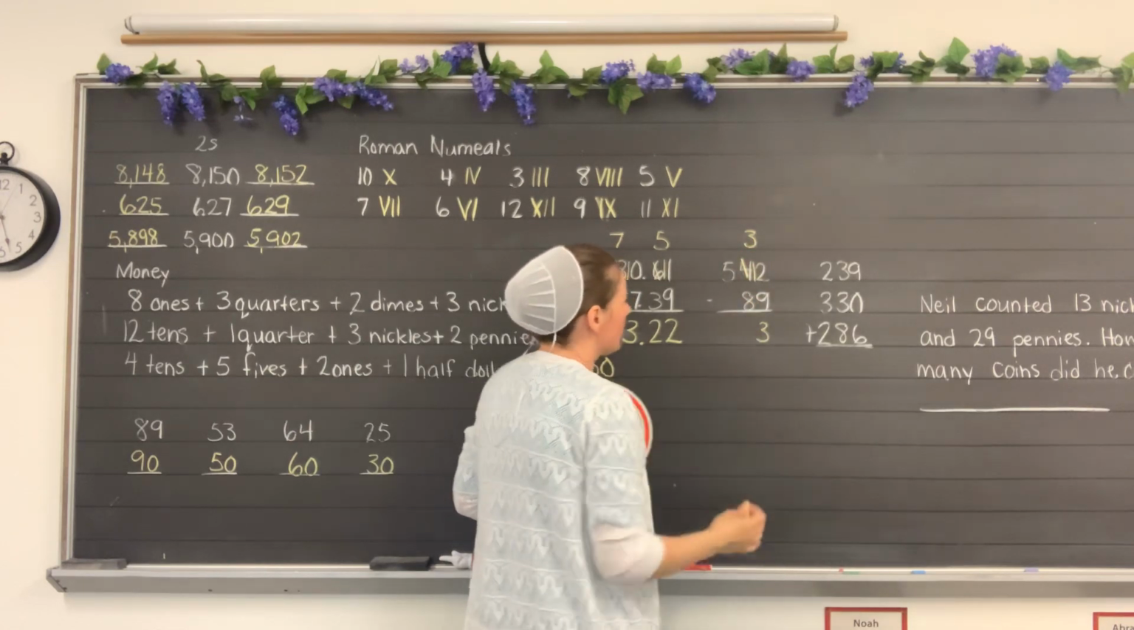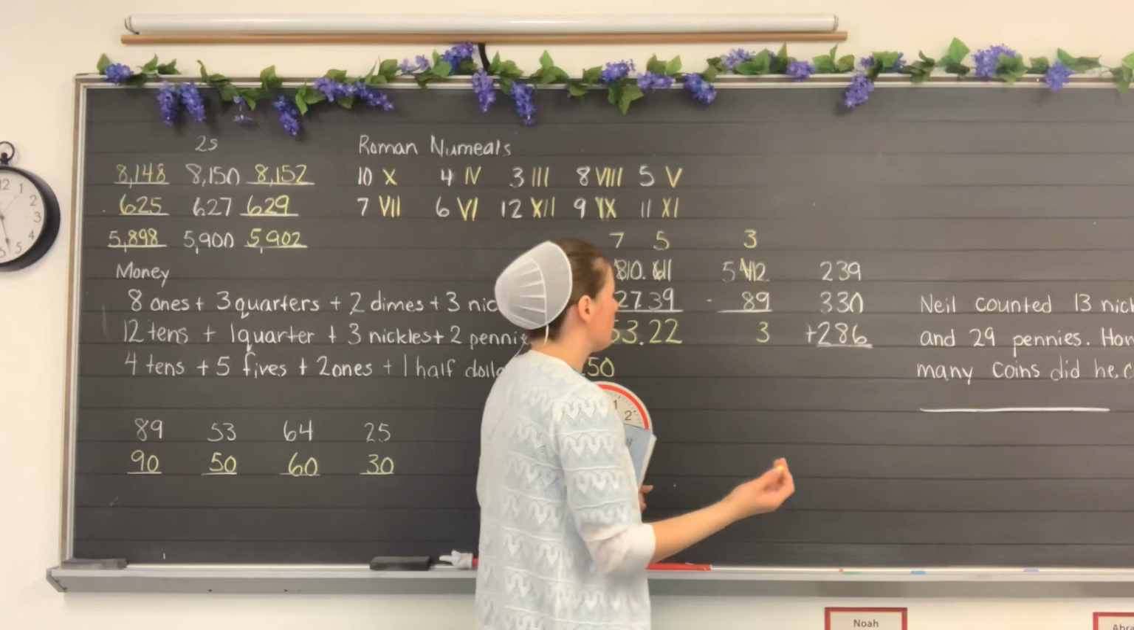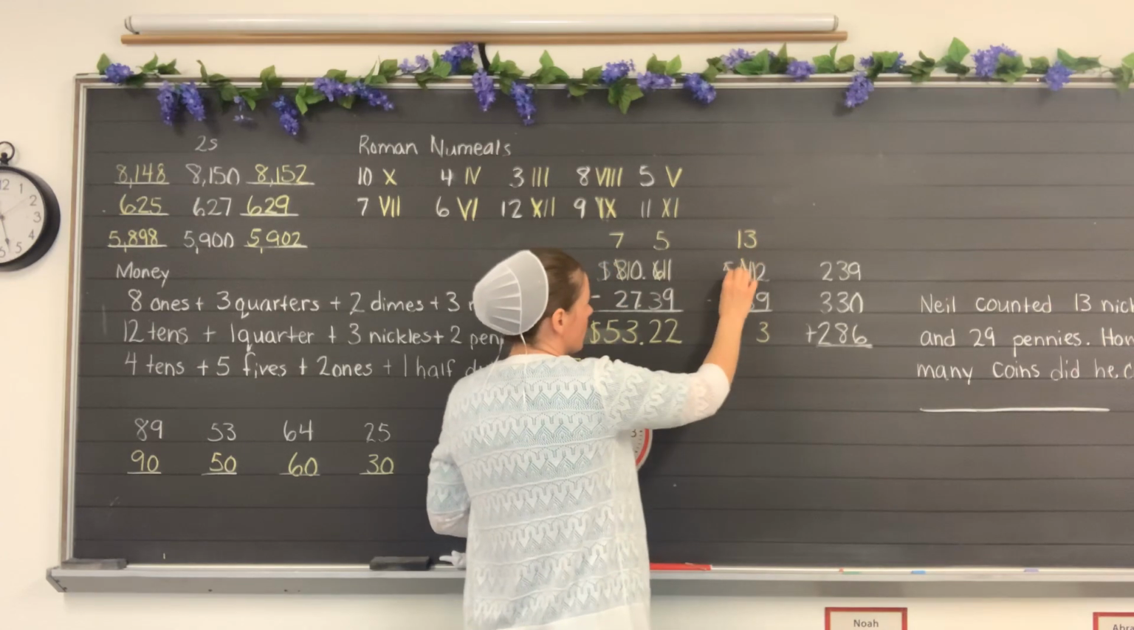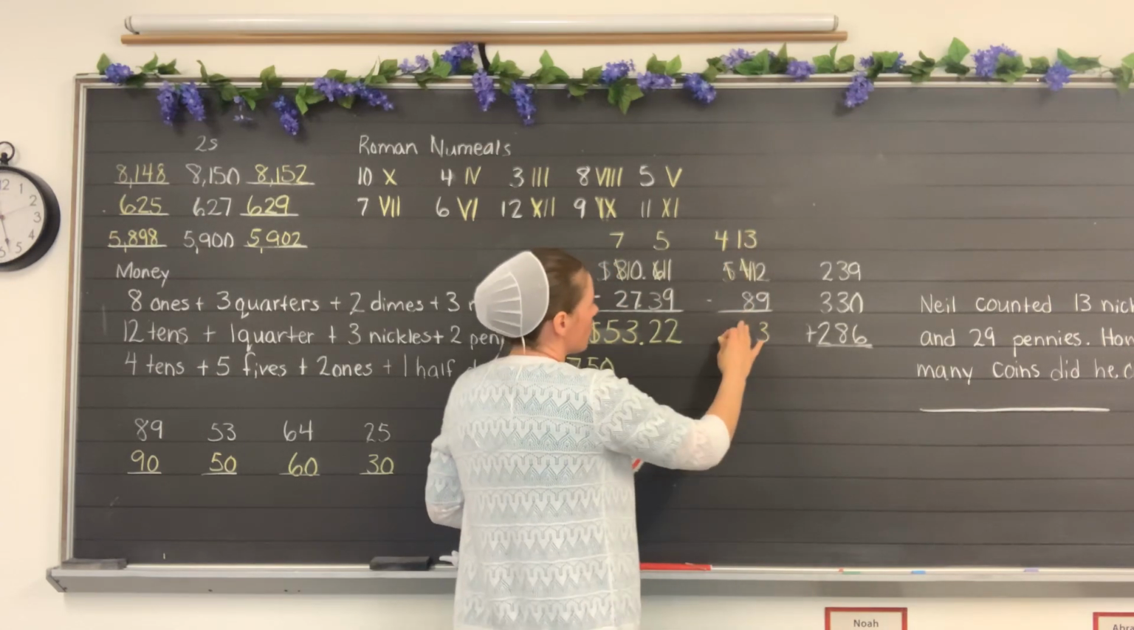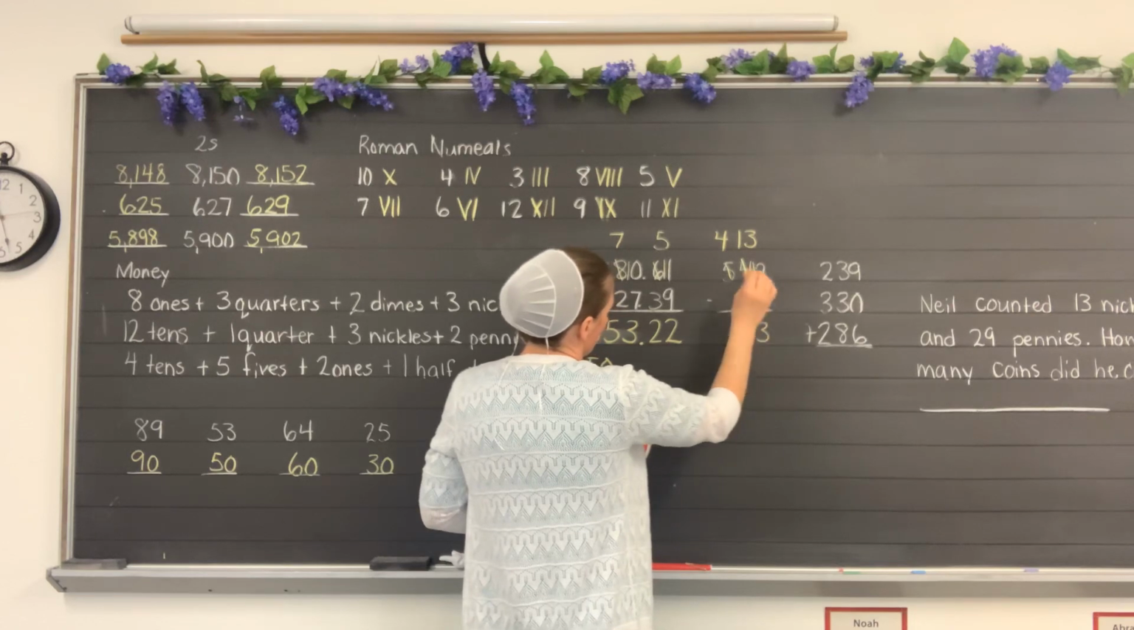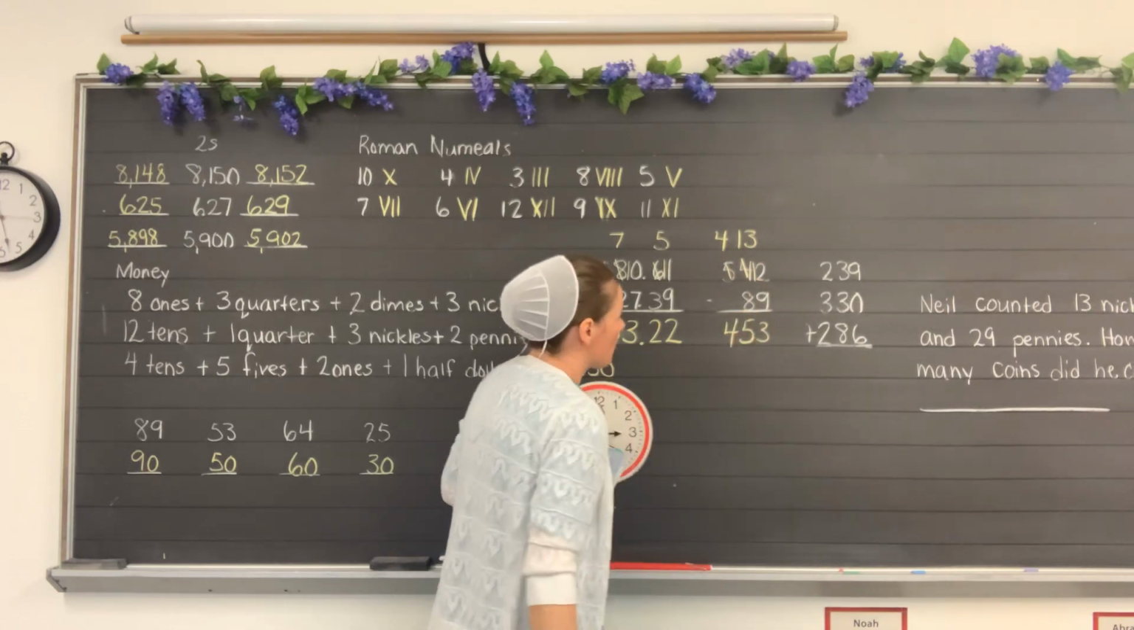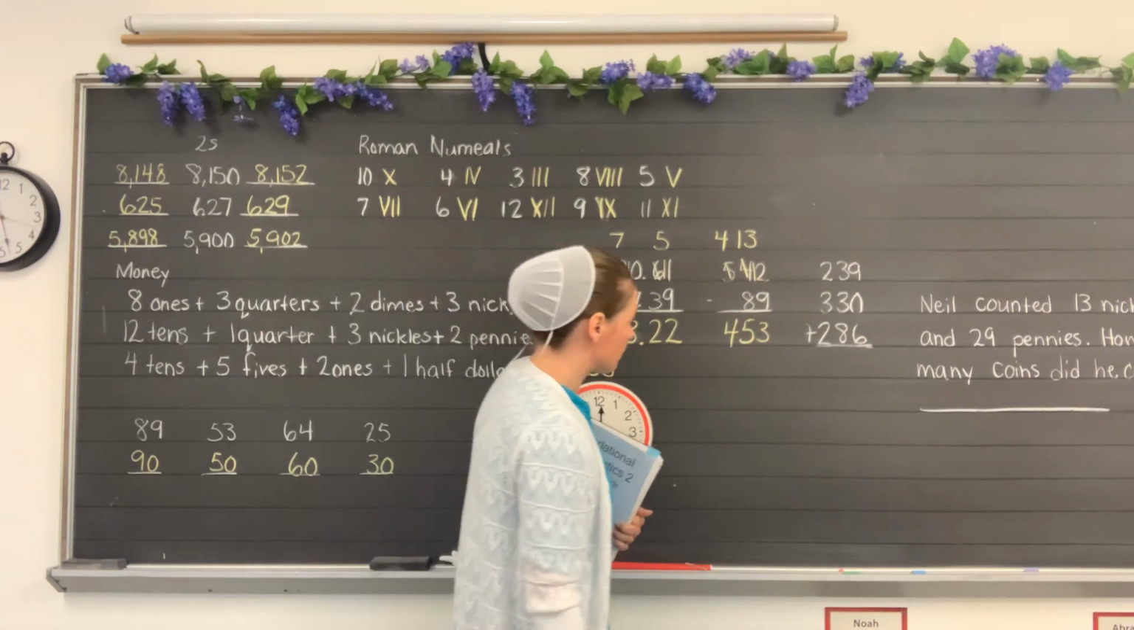3 minus 8, again, we can't do that, so we'll need to put a 1 up here and cross this out and put a 4 on top. 13 minus 8 is 5. 4 minus nothing is 4. So 453 is your answer.